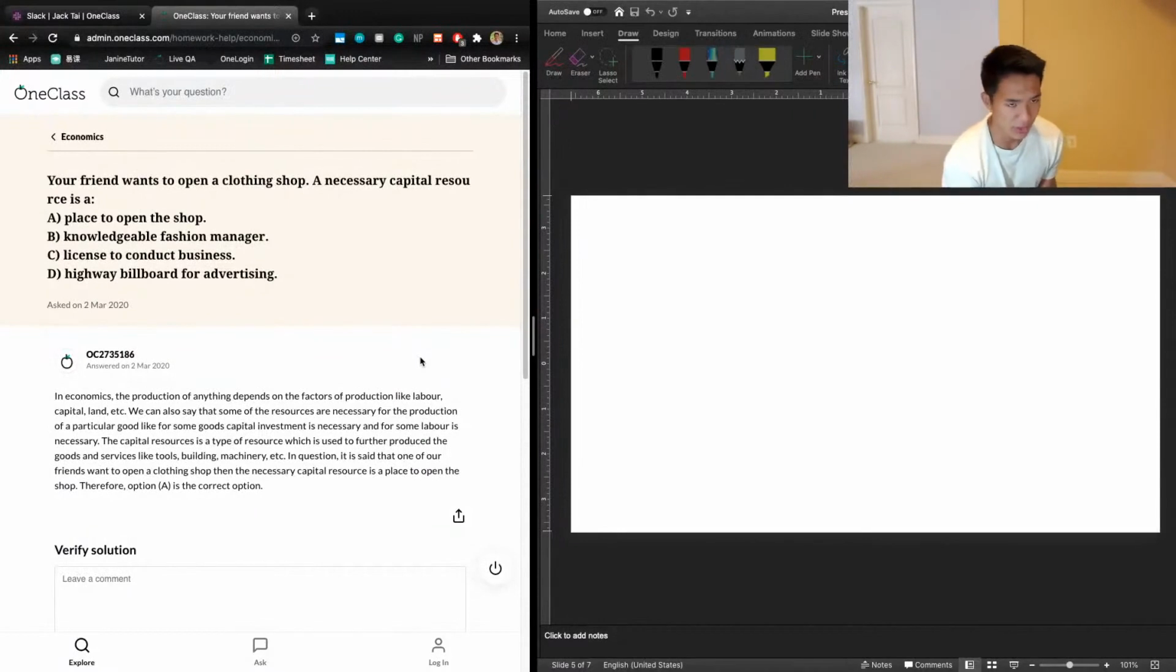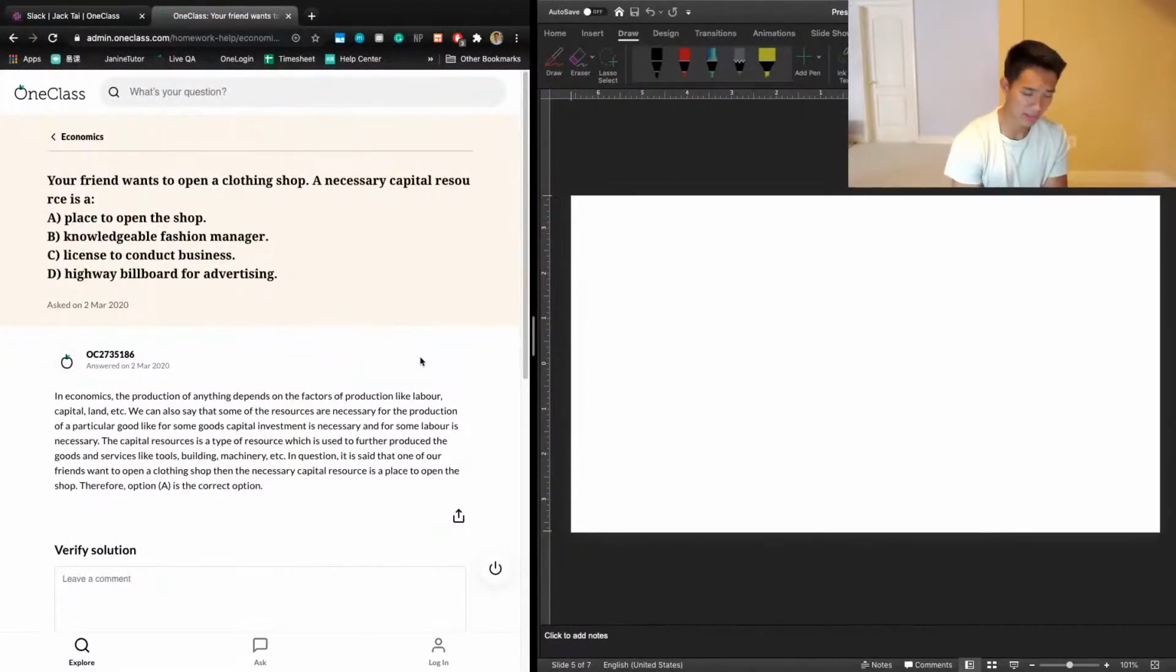So let's go down the line. A says place to open the shop. And right off the bat, that seems really good. If you want to open a clothing shop, you need to have a place to open it. If you don't have a place to open it, you can't open a clothing shop, right? We're going to assume it's like a brick and mortar shop, not an online shop. So that's necessary. And it's also a capital resource, right? Land, real estate, that's capital, right? That's something that we use to further produce additional goods and services. And so it seems to fulfill both of the criteria given to us in the question.